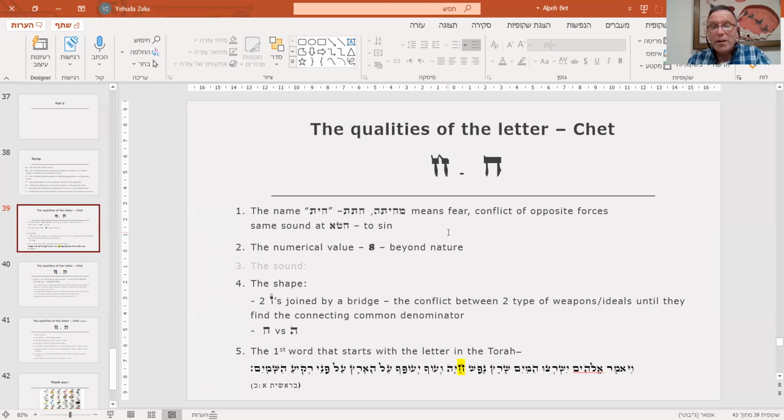But when we go to 8, we're going one step above that. We're going beyond nature. So what day do we give a bris to a child, to circumcise a child? On the 8th day. Because the bris is taking something and saying nature is not good enough for us, we're going to go even beyond nature.